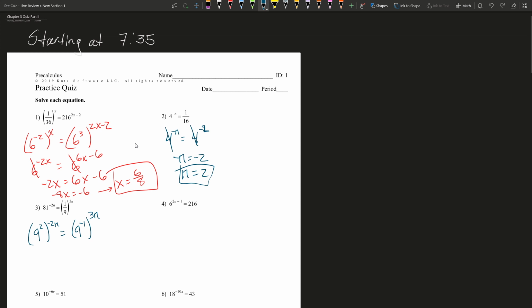Then when we simplify these exponents, this is 9 to the negative 4n is equal to 9 to the negative 3n. Cancel those out. Negative 4n equals 3n. Add 3n to both sides. So you get negative n is equal to 0, so n will equal 0.